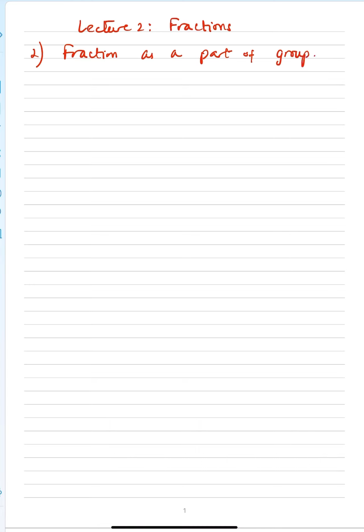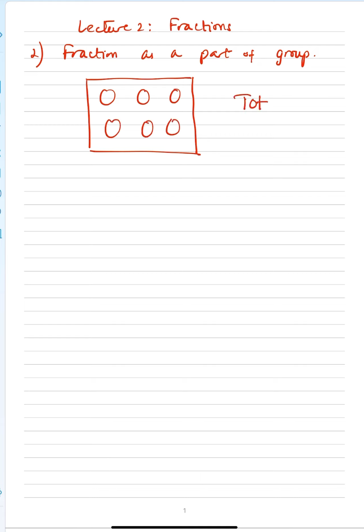Meaning of this is that there is a group of some things given and some part of it is taken out. That is the fraction is taken out. Okay? So now let us understand it with an example. Suppose there is a box and there are 6 balls. Now total balls are 6, we know. Correct. One ball is taken out.